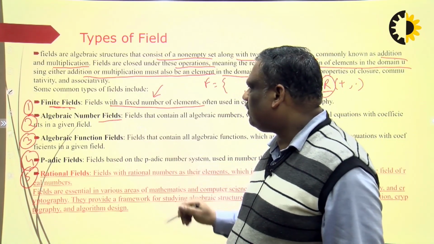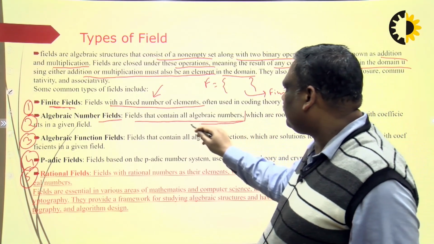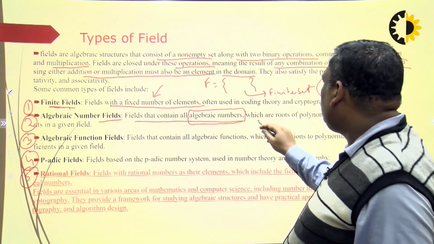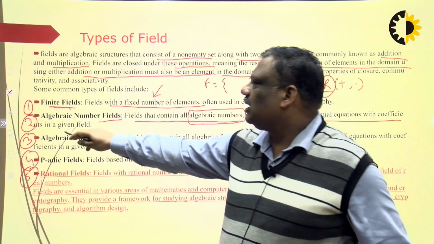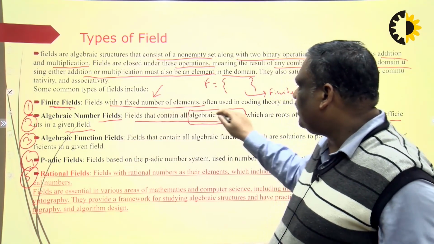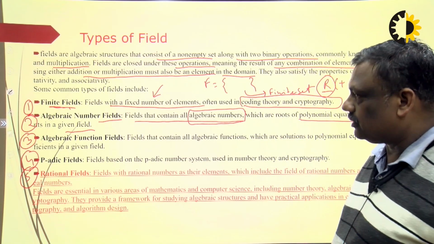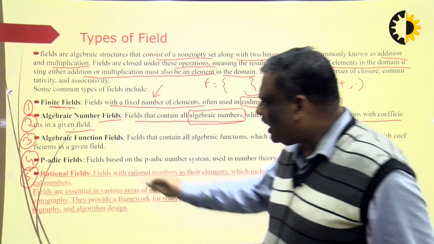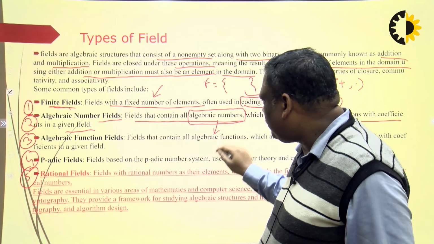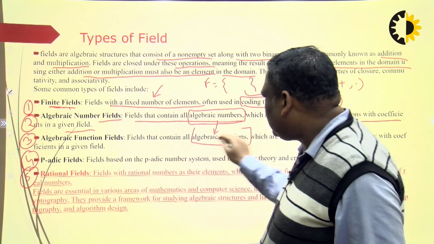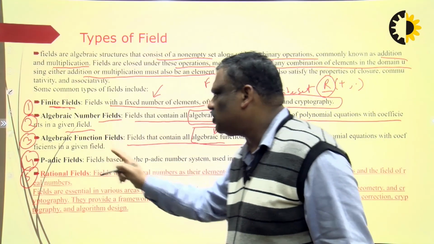Algebraic number field: a field that contains the algebraic numbers. Please see this one. Algebraic numbers are used in polynomial equations with coefficients in a given field. A finite field is used in coding theory and in cryptography's practical applications. And the third one is algebraic function field. Please see that algebraic number and algebraic function are different, and if the field contains the algebraic functions, that is an algebraic function field.